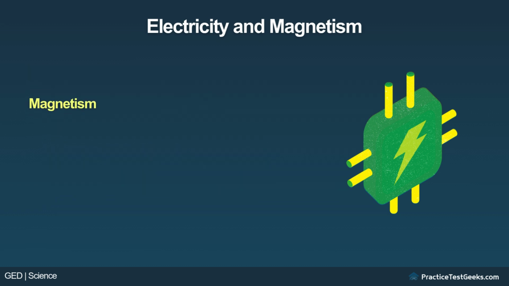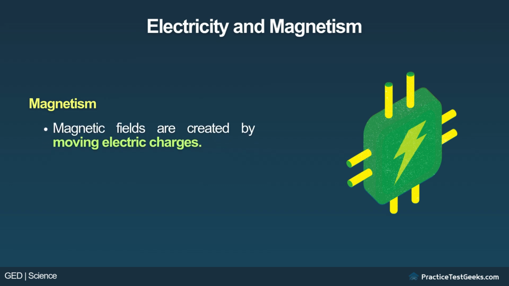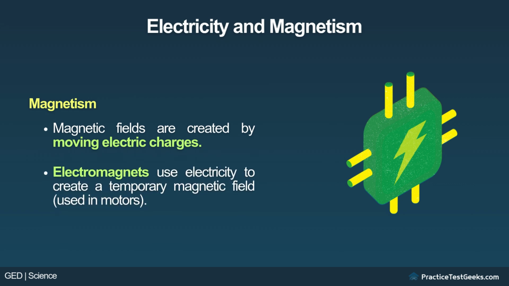Magnetism. Magnetism is closely related to electricity. A magnetic field is produced whenever electric charges are moving. An electromagnet is created when electricity flows through a wire coil. This creates a temporary magnetic field, which can be turned on and off. Electromagnets are used in motors, speakers, and some types of locks.